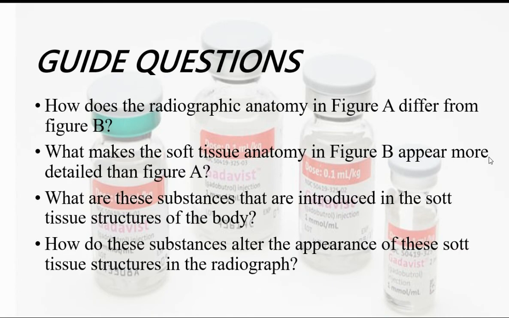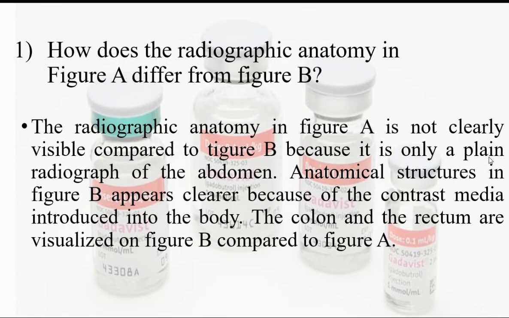Now, let's proceed to guide questions. Number 1. How does the radiographic anatomy in Figure A differ from Figure B? The radiographic anatomy in Figure A is not clearly visible compared to Figure B because it is only a plain radiograph of the abdomen. Anatomical structures in Figure B appear clearer because of the contrast media introduced into the body. The colon and the rectum are visualized on Figure B compared to Figure A.